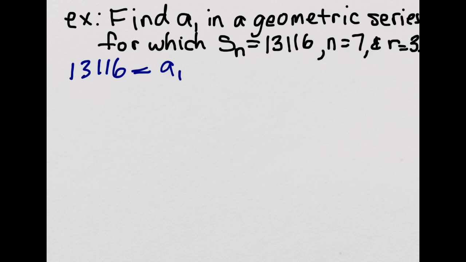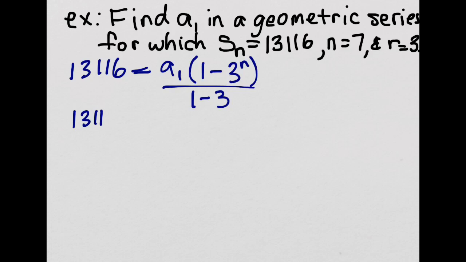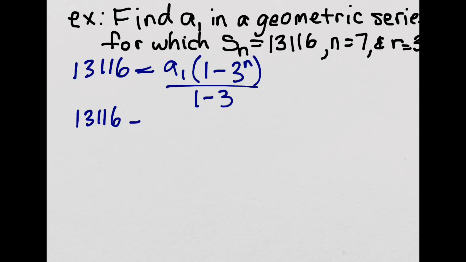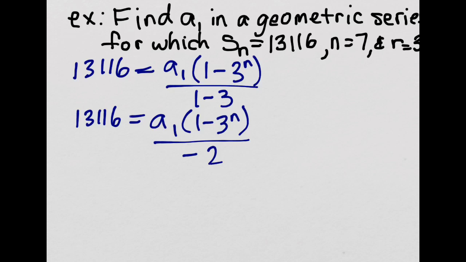We know that we've got 1 minus the common ratio, it says, is 3. 3 raised to the n, because we don't know what n is. And that'll be all over 1 minus 3. Alright, let's try to simplify that a little bit. So we've still got a of 1. The 1 and the 3 cannot be combined on top because they've got different exponents, and that becomes negative 2 on the bottom.